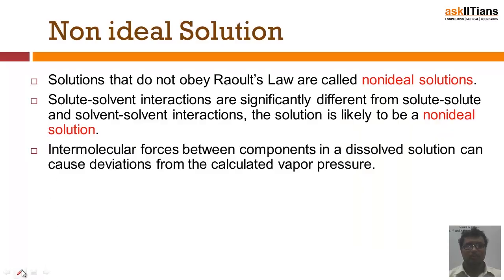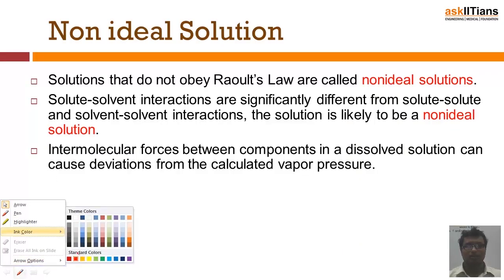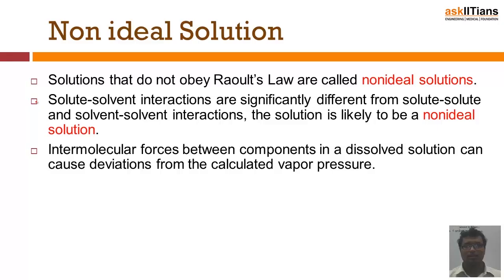Non-ideal solutions. Now we will look into non-ideal solutions. So what is a non-ideal solution? Solutions that do not obey Raoult's law are called non-ideal solutions. This fact is already known by this time. In a non-ideal solution, solute-solvent interactions are significantly different from solute-solute and solvent-solvent interactions, and the solution is likely to be a non-ideal solution. This fact is already known by this time, right?